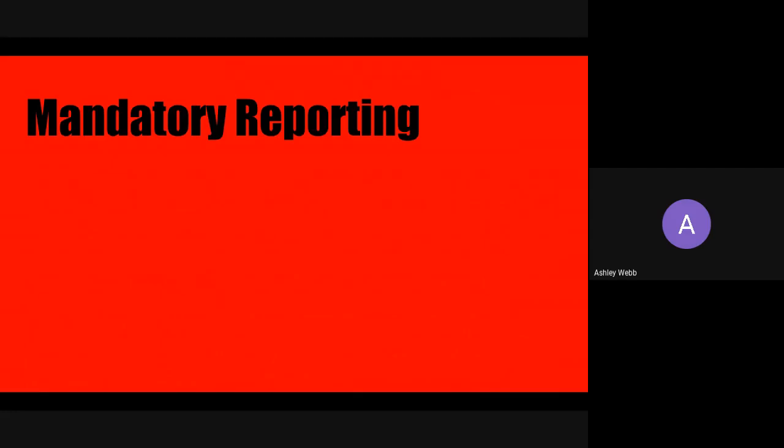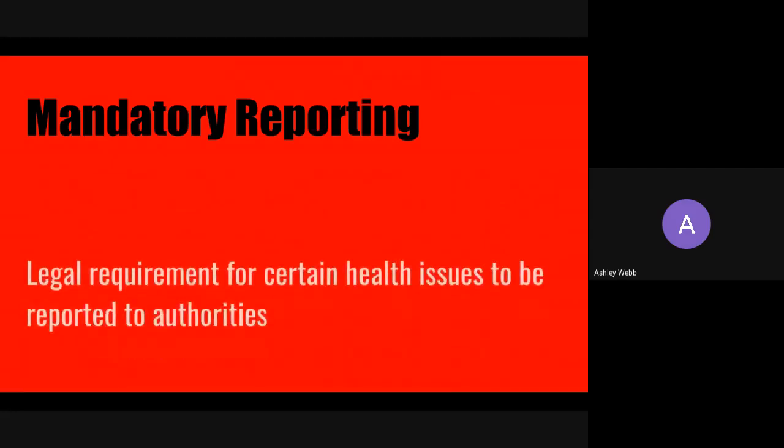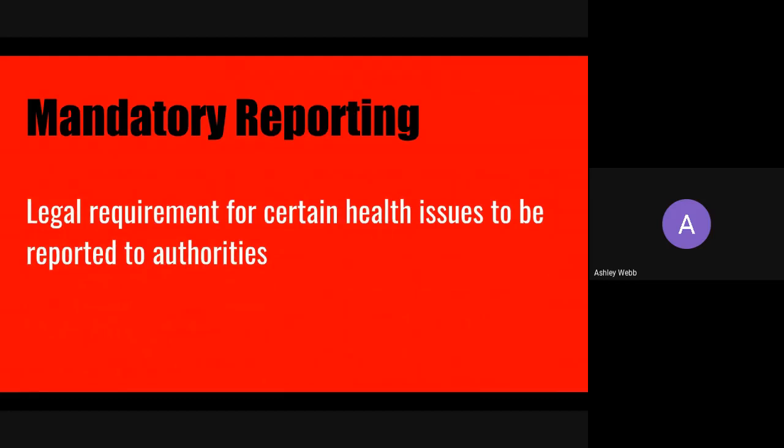There are other times, as looking at the way things are in the world today, anytime someone has a positive COVID test, that has to be reported to the State Department of Health. Not necessarily the patient's name has to be shared in public, but the fact that we had a positive test in Jasper County needs to be reported so that the public can be notified of this new case. It is a legal requirement for certain health issues to be reported to authorities.